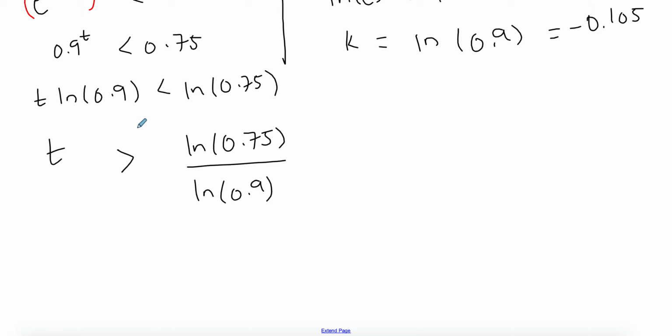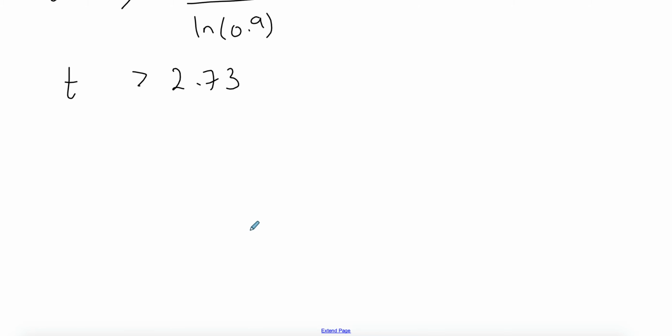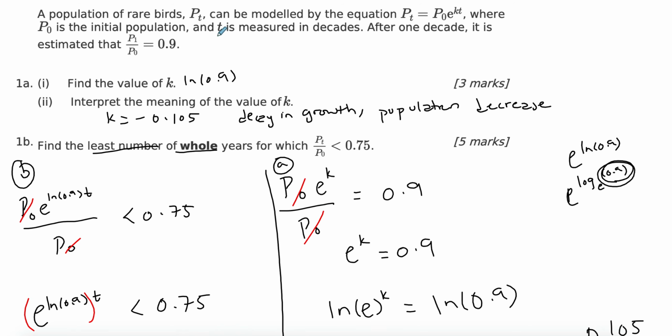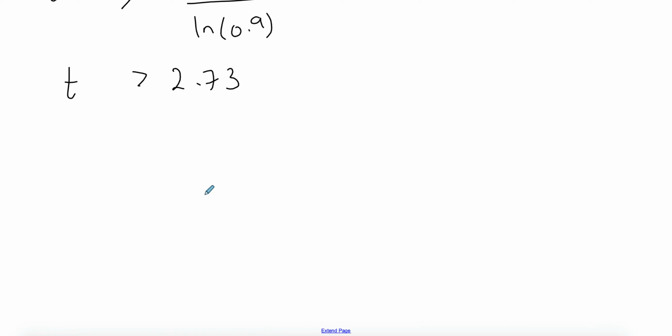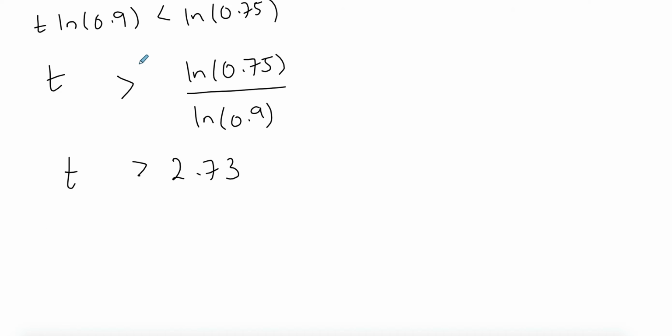So we have to switch the inequality here. The answer is going to be that the time has to be bigger than, sorry, not 0.7, it has to be bigger than 2.73. Now, keep in mind that t is measured in decades, and the answer has to be in years, not in decades. And we want the least number.